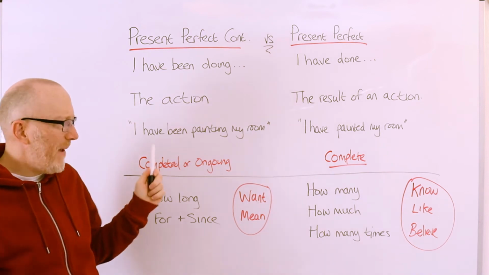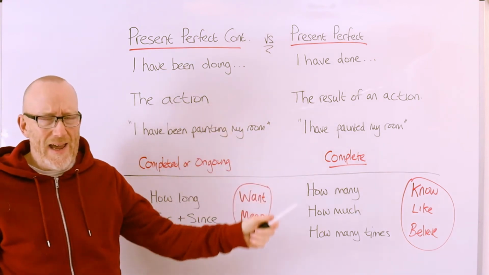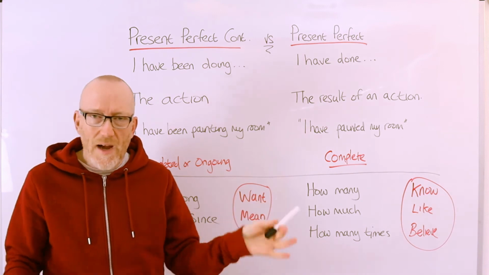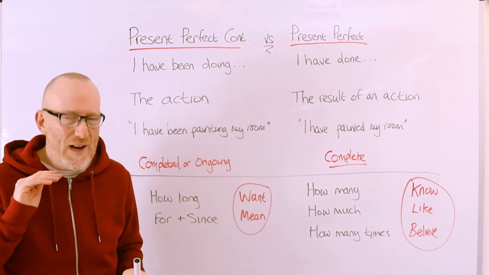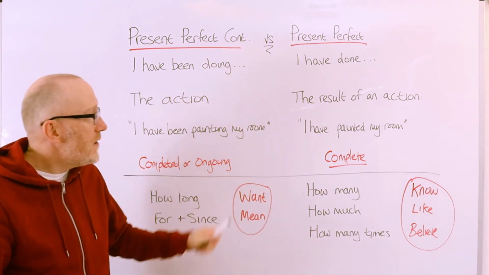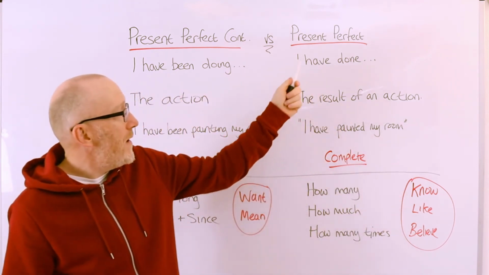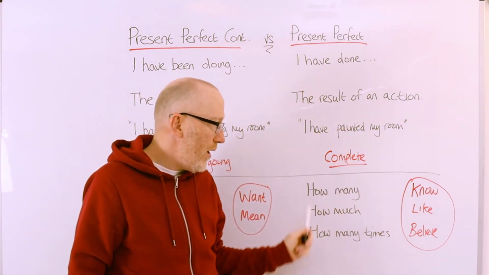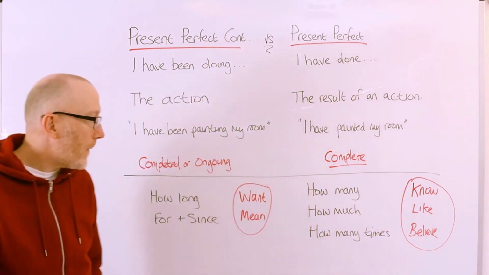So never I have been knowing, I have been liking, I have been believing. It doesn't work, it doesn't sound natural, it doesn't sound good. So always with these three verbs in the present perfect. So I have known, I have liked, I have believed.